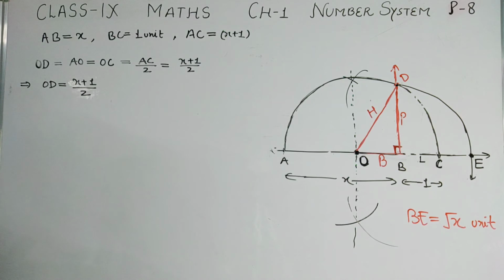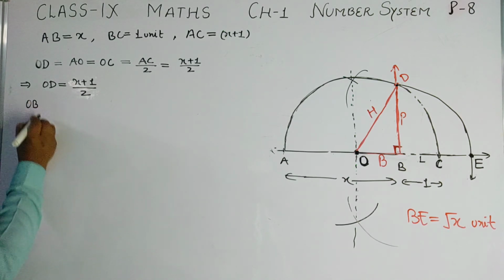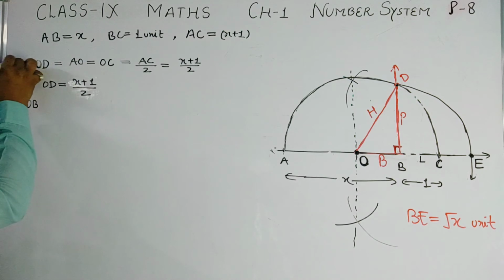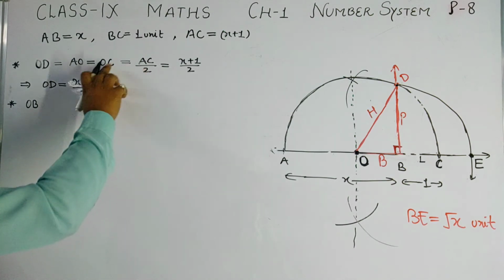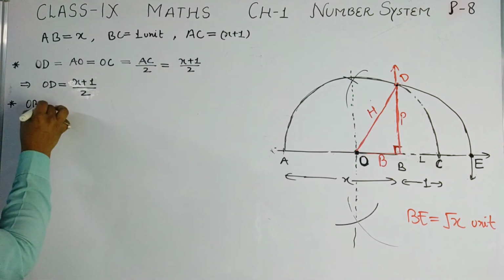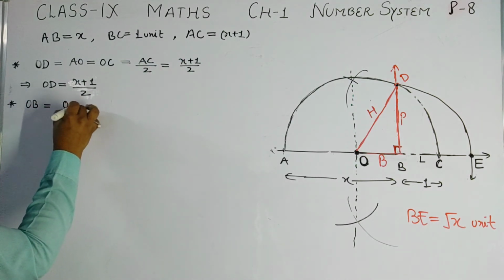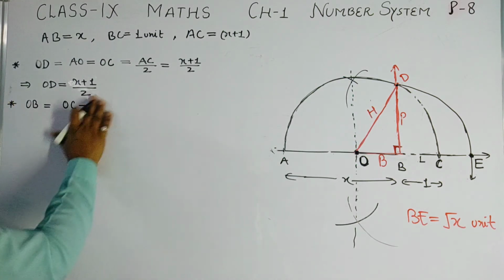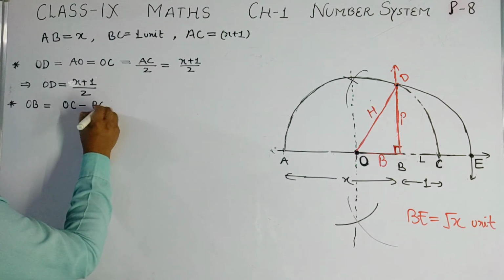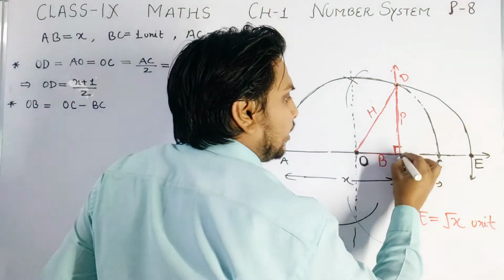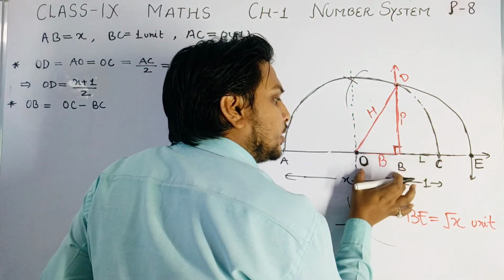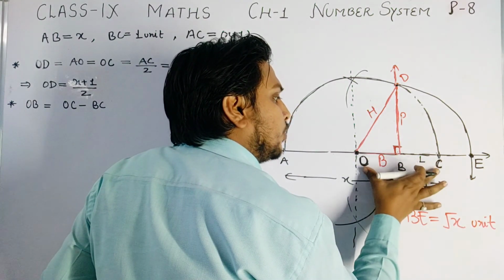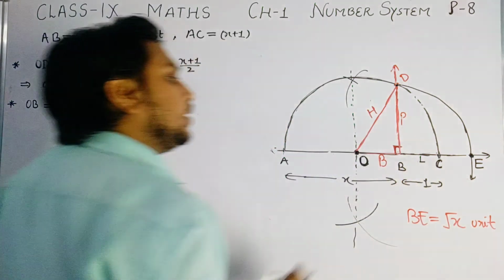Now another thing that we have to find is OB. Here we have found OD, and here I am going to find OB. So what is OB? The length of OC is also (x + 1)/2. If we do OC minus BC, just look at the figure. In this figure, students, if from OC we subtract this BC, what will we get? We will get OB.